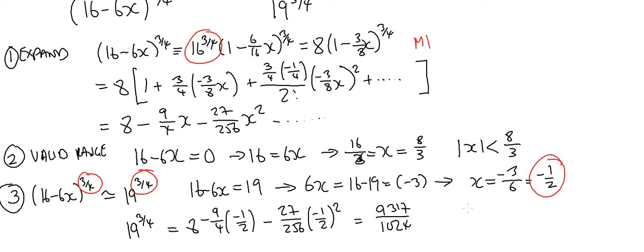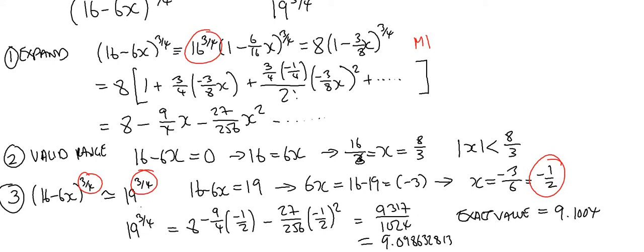Okay, now if we put it into a calculator, the exact value is equal to 9.098632813. As you can see, they're very, very close. Remember, with the expansion, we've only gone as far as the x squared term.